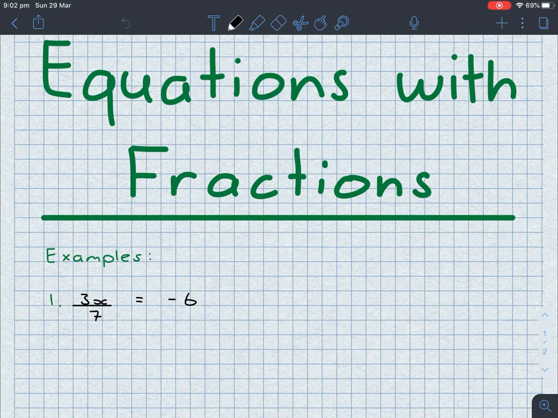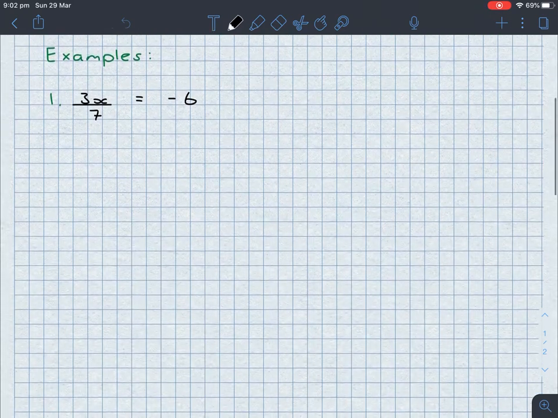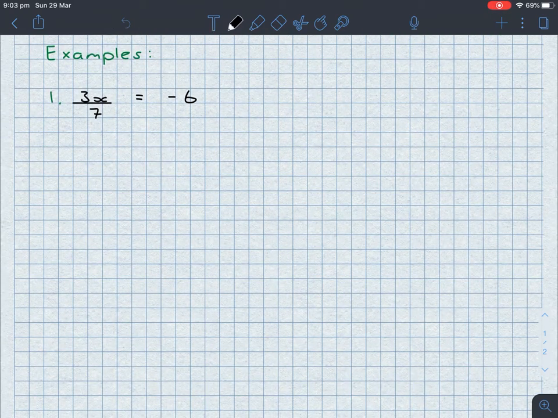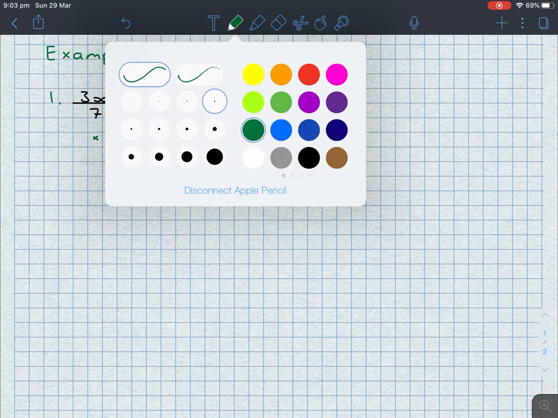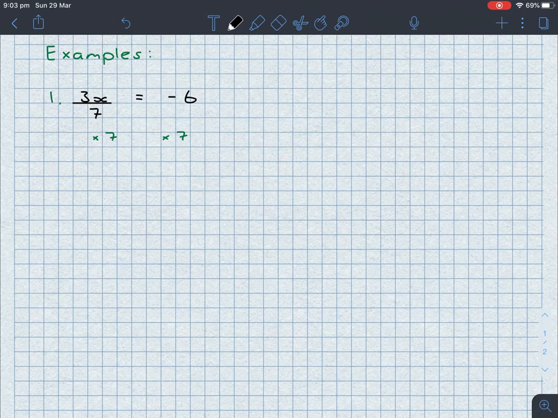So, equations with fractions. Our first example is 3x over 7 equals negative 6. Now here, our first step needs to be to get rid of this denominator. So if we have 3x divided by 7, what we're going to do is times both sides by 7, which means the 7 will be gone, and on the left we'll have 3x equals negative 6 times 7, which is negative 42.